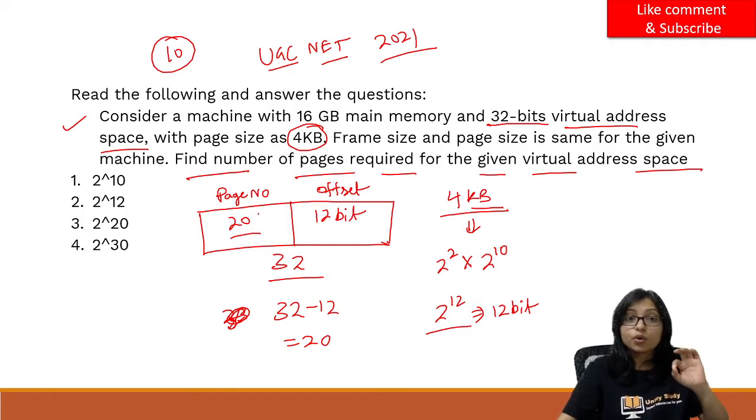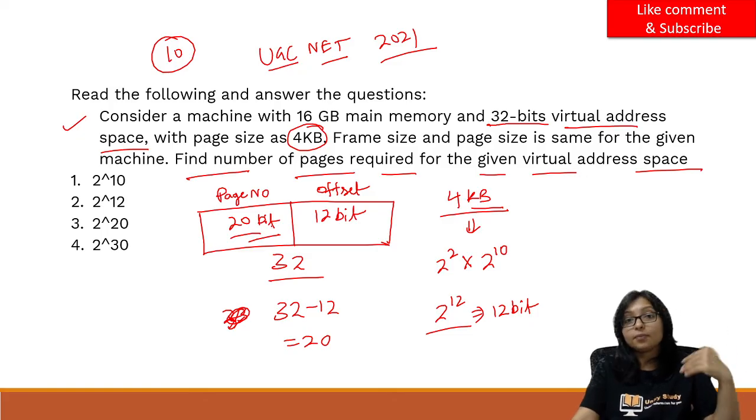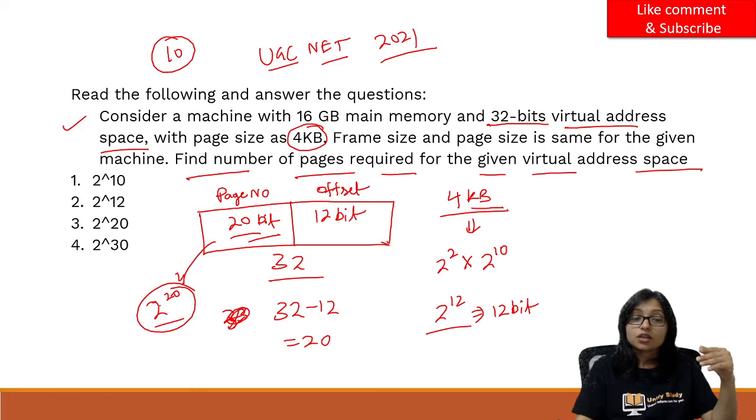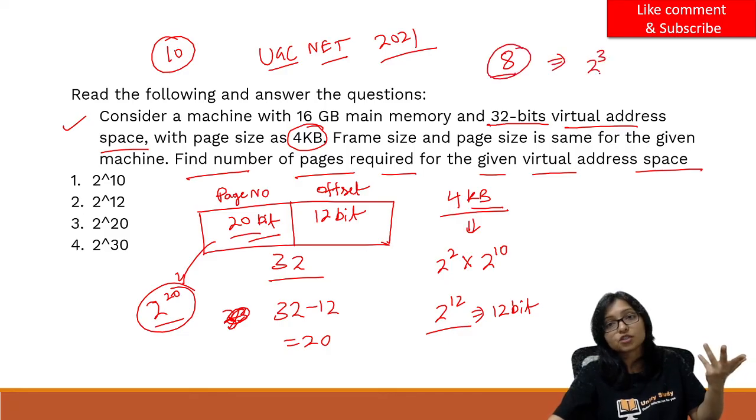Now 20 bits are required to store the page number. Same here, we calculate the 20 bits. So how many pages will be there? That is 2 to the power 20. Two things are there: how many bits, and the total number of pages. When 8 pages were there, how many bits were required? That is 2 to the power 3. From here we got the 3 bits.